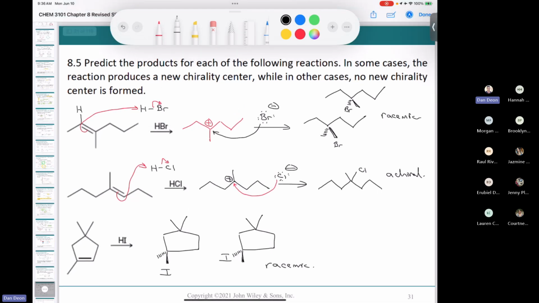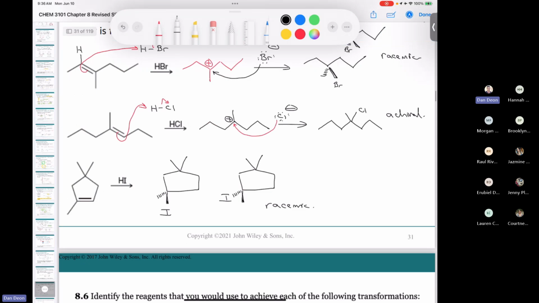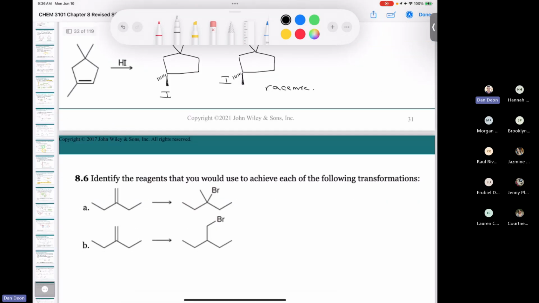Give me a thumbs up. Is everybody with me on what Markovnikov addition is? Yeah? Okay. And then what about the curved arrows? So remember, the first one is the proton transfer. We get the most stable carbocation, and then the nucleophile comes in and attacks. All right. So now that we have that down, let's take a look at these two reactions here.